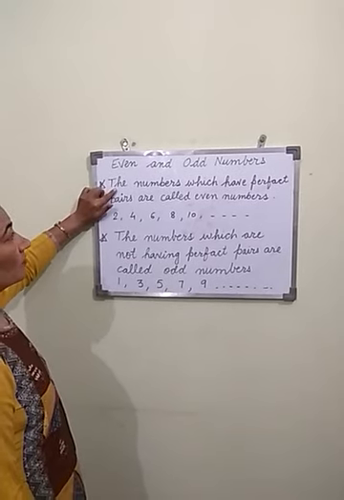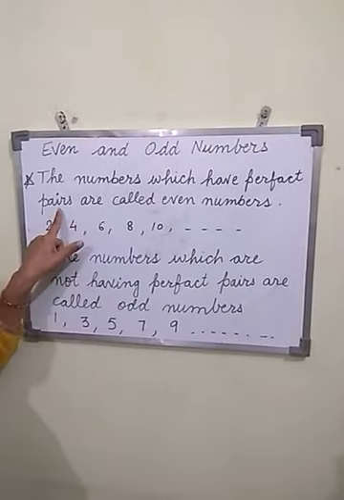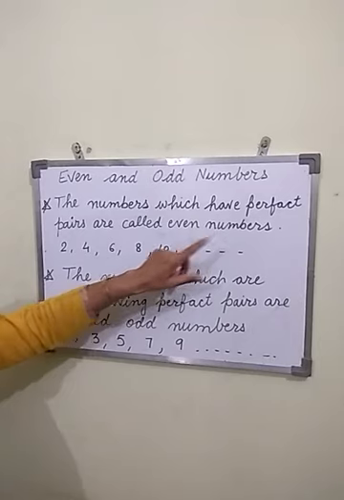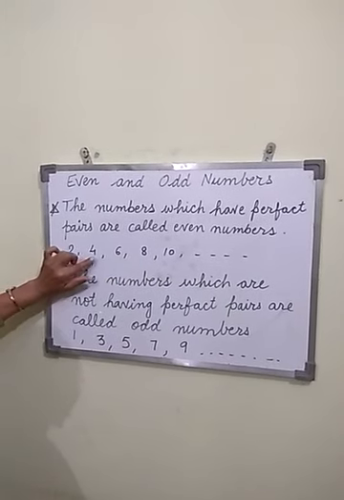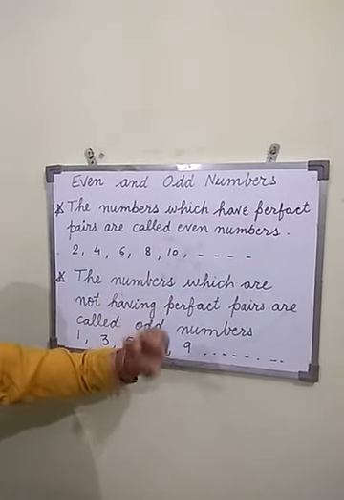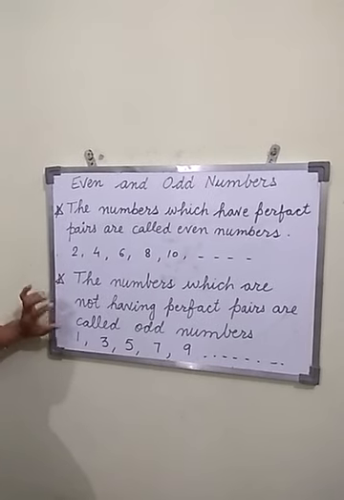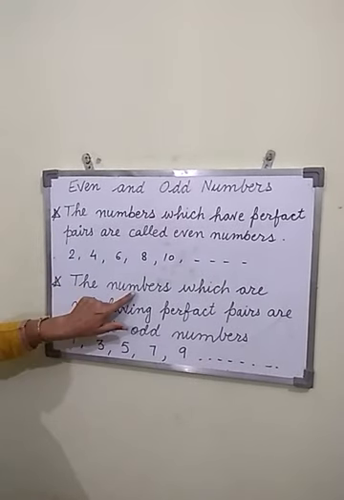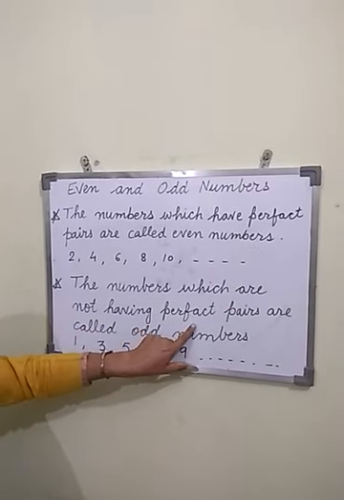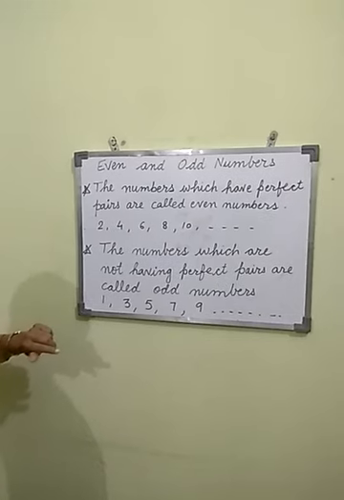So, the numbers which have perfect pairs are called even numbers. As we have done 2, 4, 6, 8, 10 and many more numbers, they have pairs, so they are even numbers.